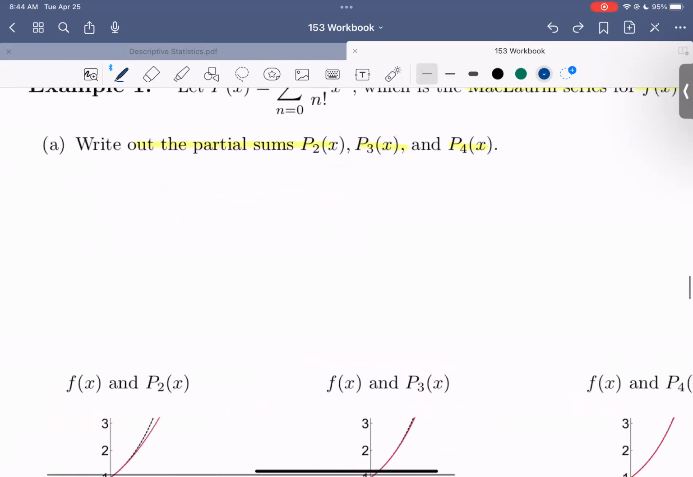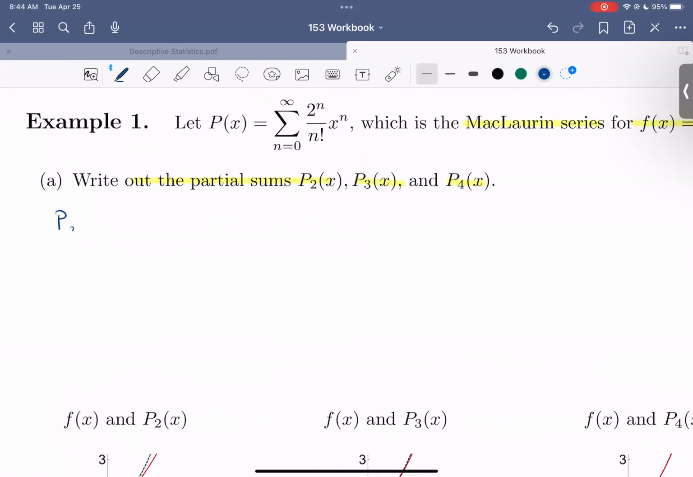Starting out with p sub 2. What we're going to do is just have n start at 0 and then go to 1 and 2. So when n equals 0, we have 2 to the 0 over 0 factorial, x to the 0. When n is 1, we get 2 to the 1 over 1 factorial, x to the 1. When n is 2, we get 2 squared over 2 factorial, x squared.